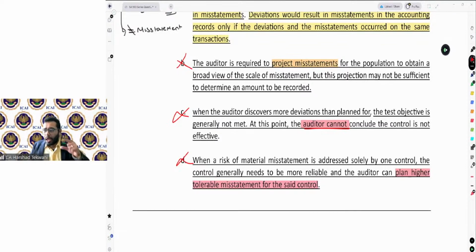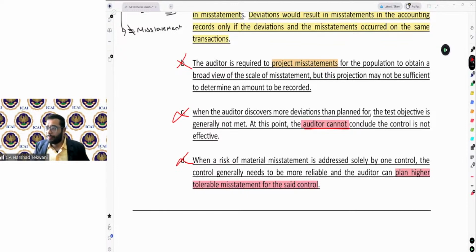A monetary threshold that I have defined, that if I identify misstatement in testing below this level, it's fine for me. I'll not change my planned procedures. I'll not change my risk assessment procedure. I'll not perform any additional procedure. But if the actual misstatement or the projected misstatement goes beyond the tolerable rate of misstatement, then in that case, I might need to revise my procedures. That is the tolerable misstatement level for the test of detail.